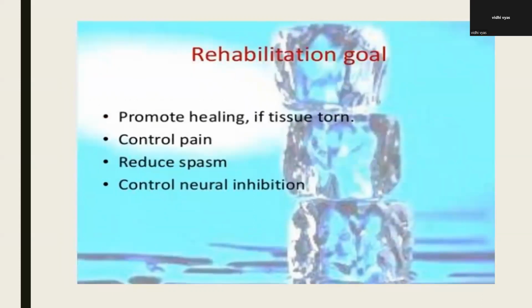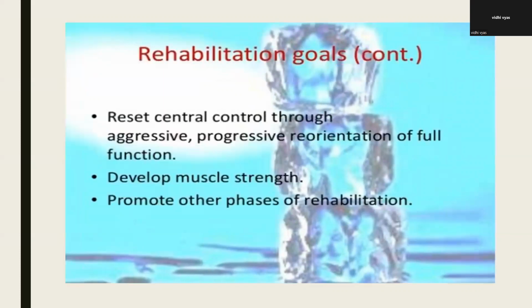Rehabilitation goals: promote healing, aid tissue tone, control pain, reduce spasm, control neural inhibition. Reset central control through aggressive progressive reorientation of full function, develop muscle strength, and promote other phases of rehabilitation.